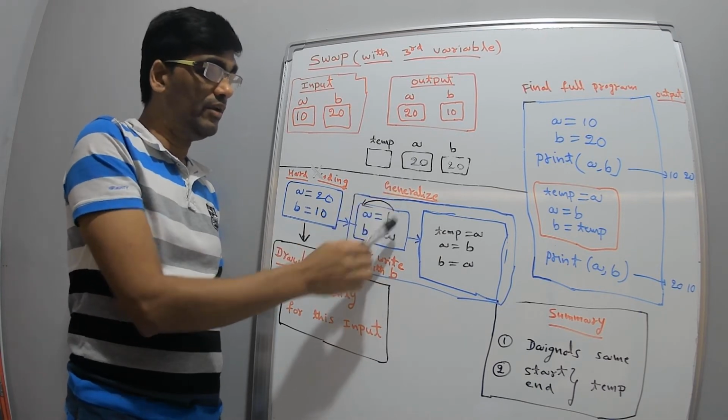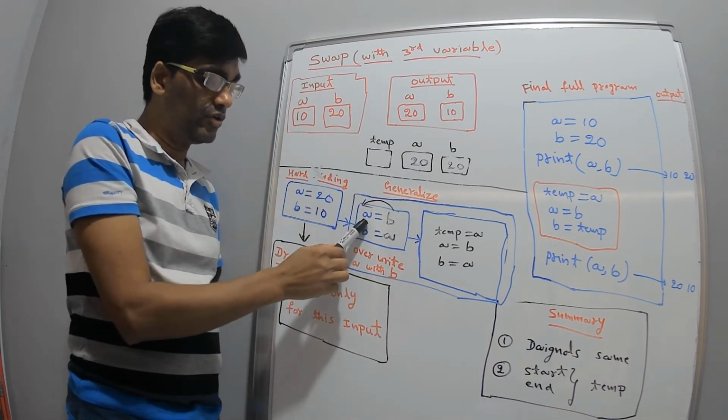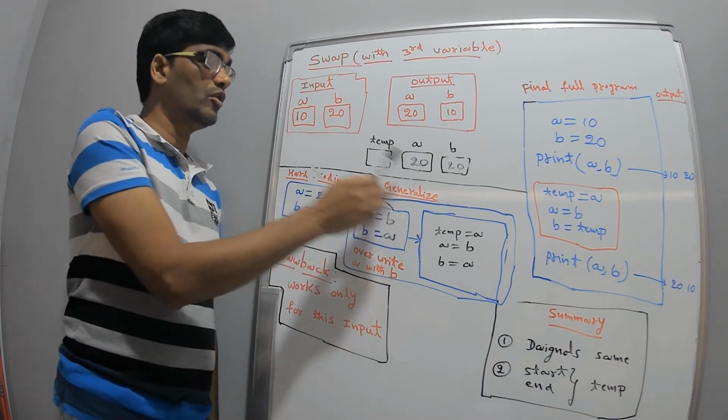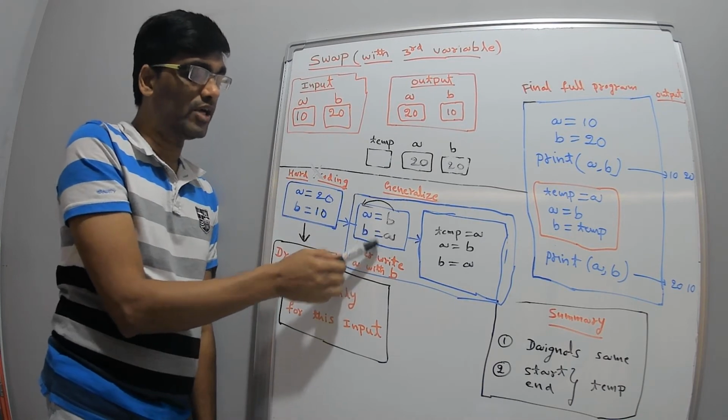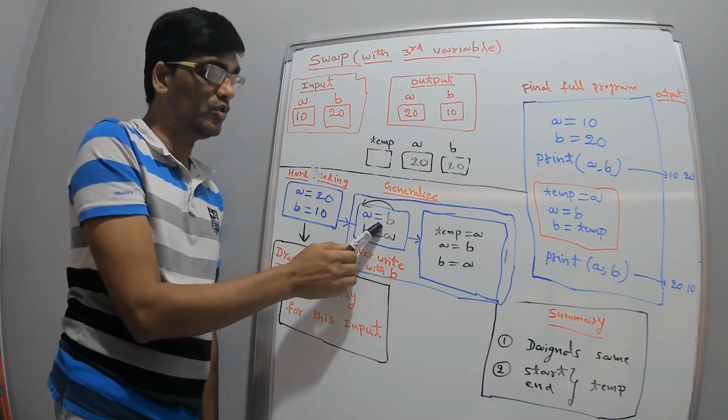Now a contains 20 again, which means the 10 value got overwritten. So a is overwritten with b, and the a value is gone. We have lost 10 in this approach. That's why this approach won't work directly. So this is a problem.